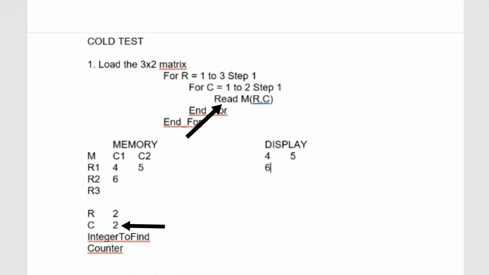Read a number. This is number 3. This is an example. And this 3 is coming here to this place. In this place, you store number 3 because this is the row 2, column 2. Okay? And then, row increasing 1 and C back to 1.